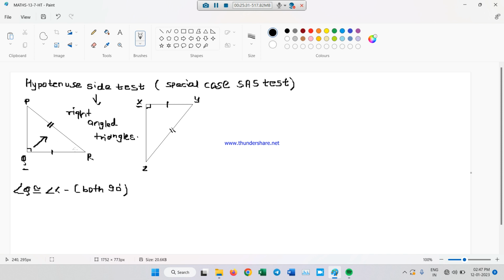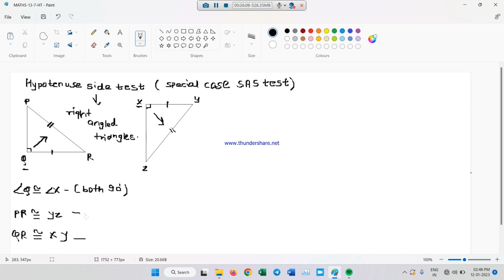Out of those two sides, any one side will be equal. So here you can see single mark, single mark. The QR from the first triangle will be equal to the XY from the second triangle. So here we can simply see that in both triangles one angle is 90 degrees, the hypotenuse is equal, and out of the two sides other than the hypotenuse, any one side is equal. So this is what your hypotenuse side test is.